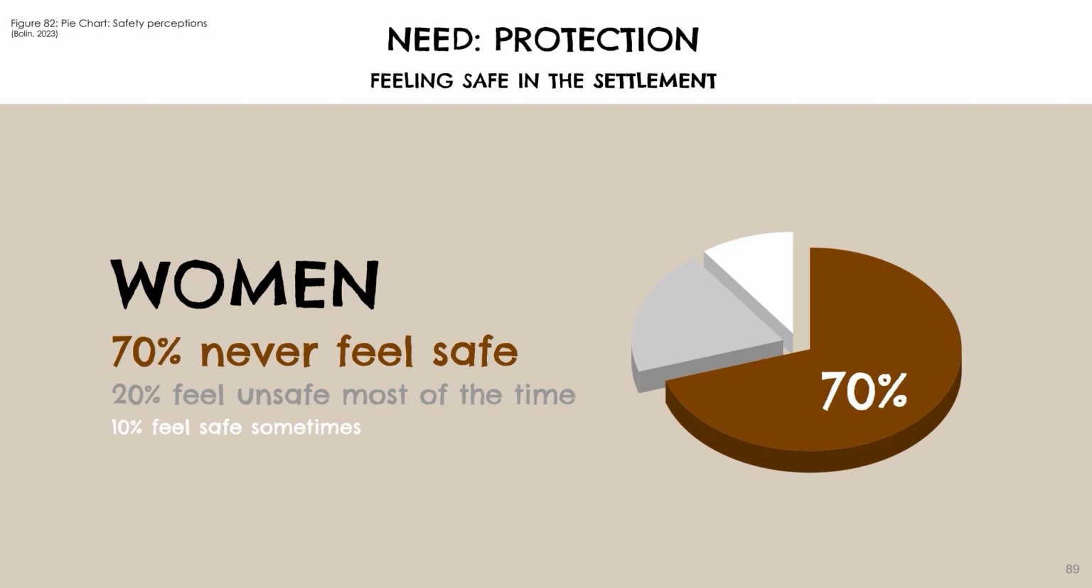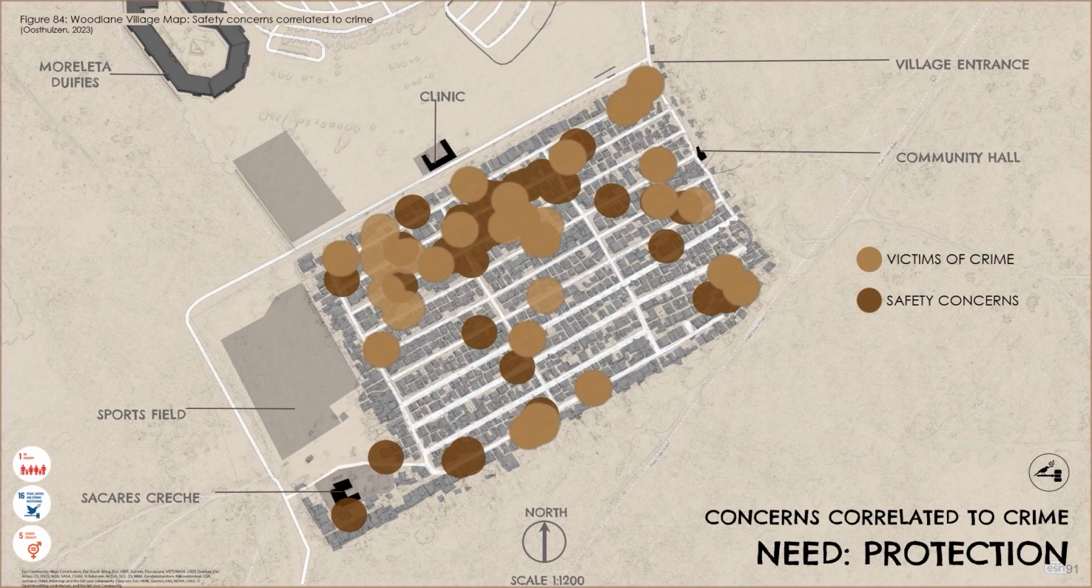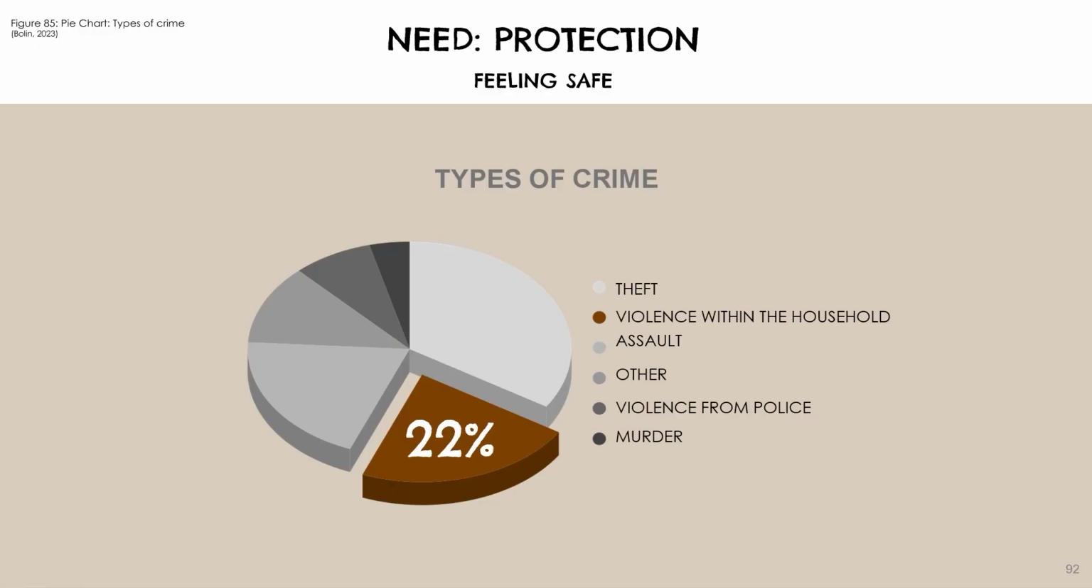This is an alarming statistic concerning the women of the community, and this indicates a clear imbalance in perceived safety concerns. The map shows participants who felt victim to crime. Comparing the areas where people felt unsafe to the areas where people fell victim to crime, in majority we see the locations overlapping. This chart indicates the type of crime in the community, with domestic abuse making up 22% of crime.